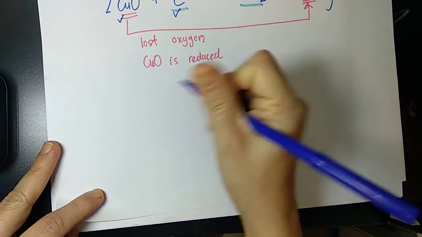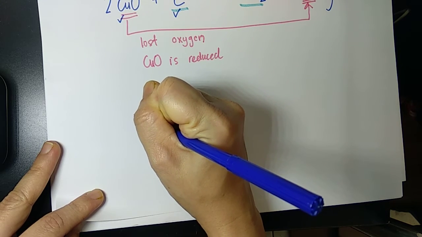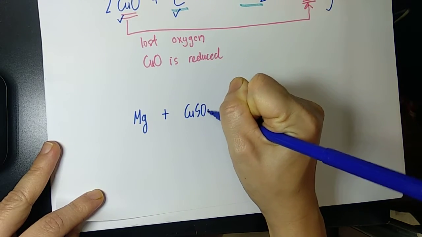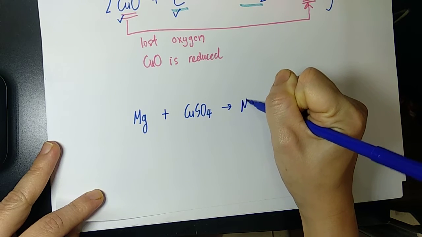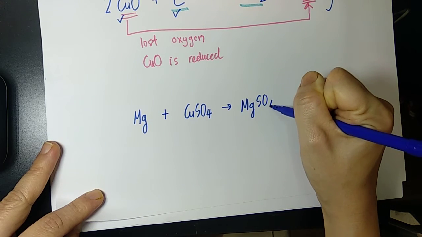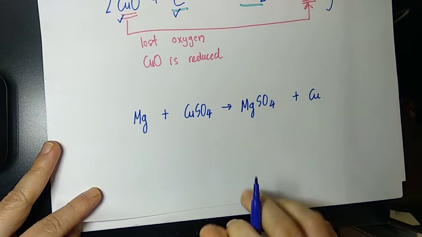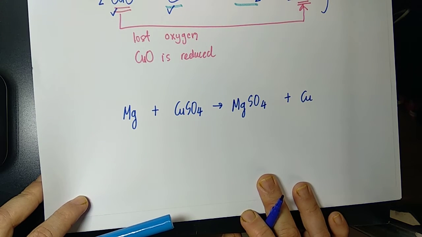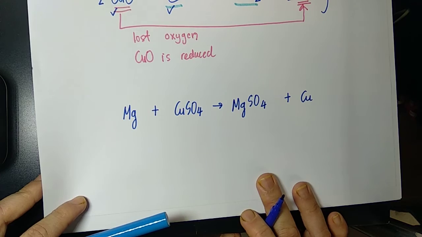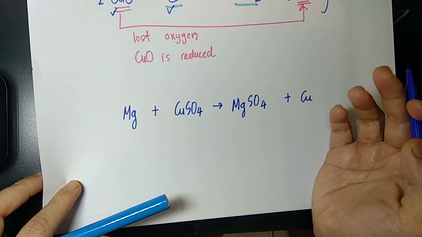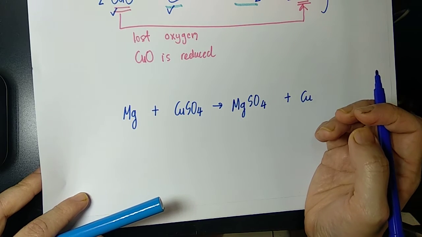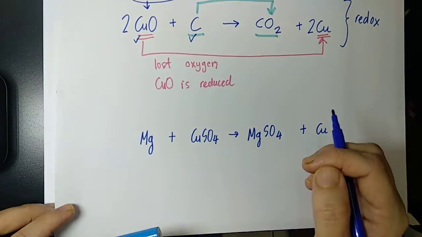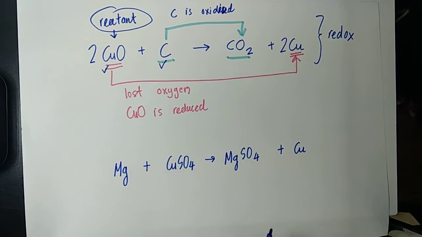So let's see. If I show you something like this, magnesium reacts with copper 2 sulfate, and produces magnesium sulfate and copper. And if I were to ask you to tell me what the redox reaction is based on what you see, well, we can't really see anything because everything looks the same. We can't see any oxygen, we can't see any hydrogen, and obviously we can't see any electrons. That's where it's very important for you to know the difference between an element and a compound.